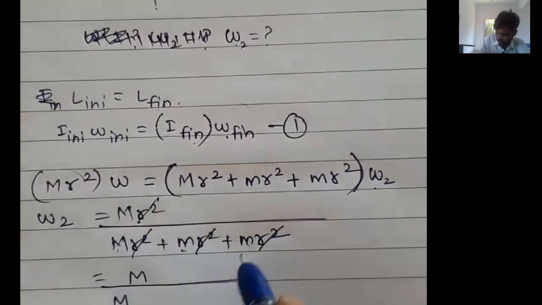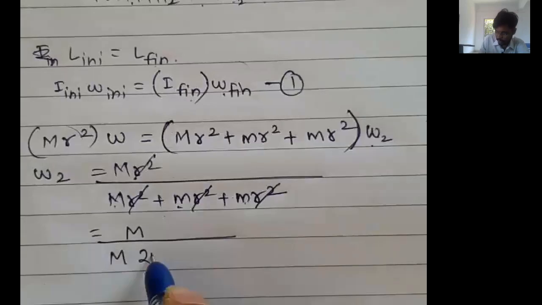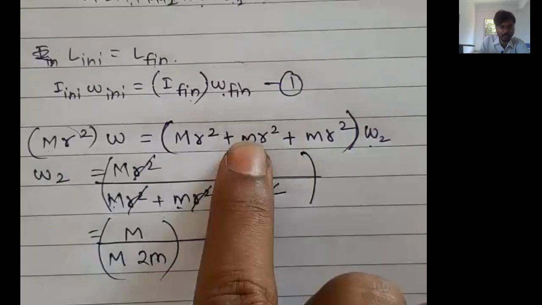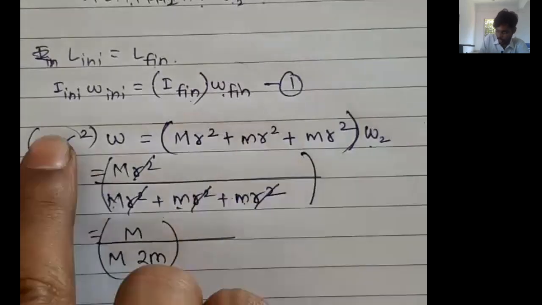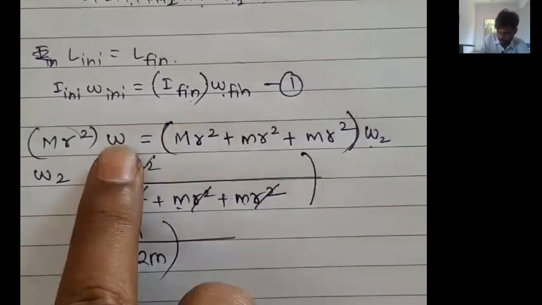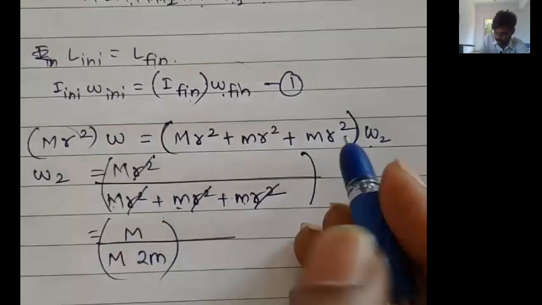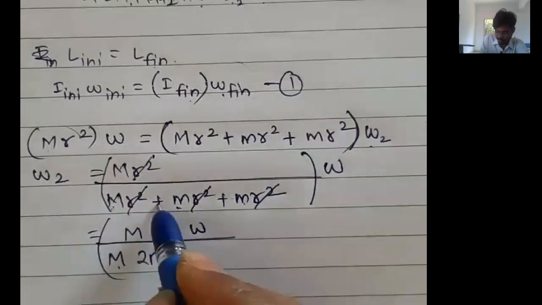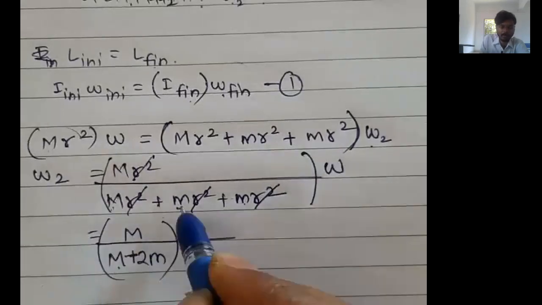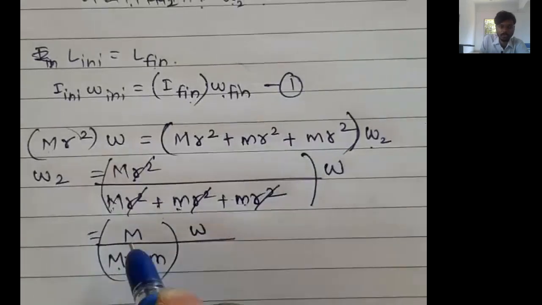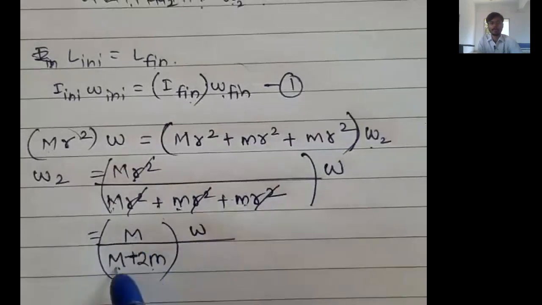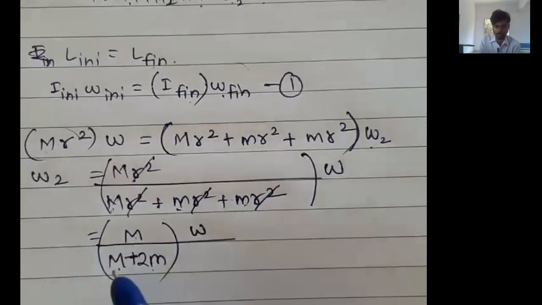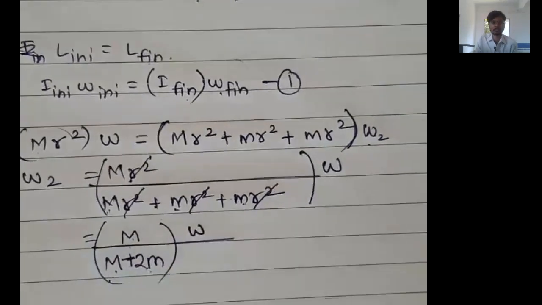But one thing is remaining here. You moved the bracket to the left hand side and wrote mr square, but you have not written omega. So I should have written omega also here. So this is our final answer: capital M divided by capital M plus 2 times small m, into omega. Capital M upon capital M plus 2m. This is going to be our final answer.